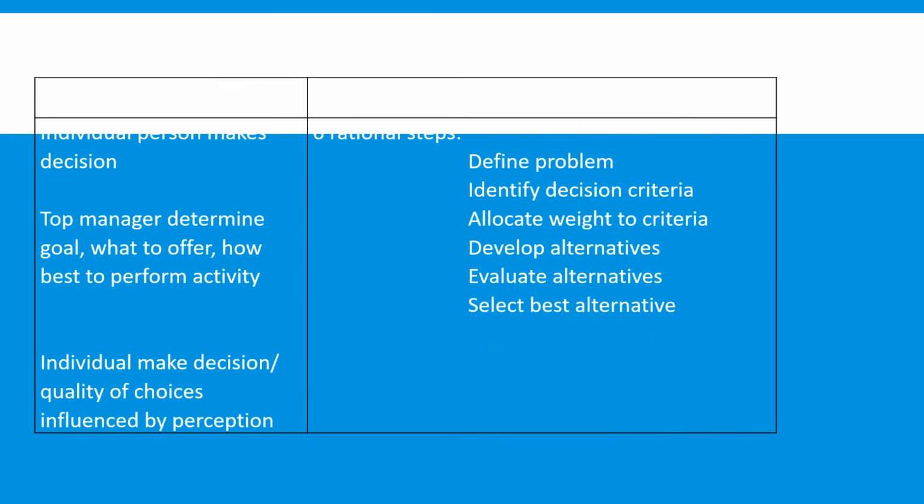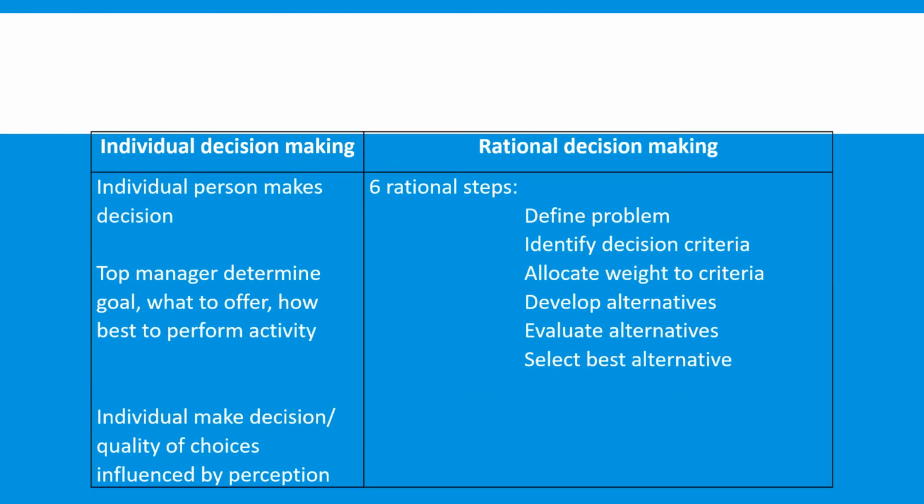Now we have individual decision making and rational decision making. Talking about individual decision making, the individual makes the decision. The top manager determines the goals, what to offer and how to perform the activity best. An individual makes decisions, and the quality of choices is influenced by his own perception.